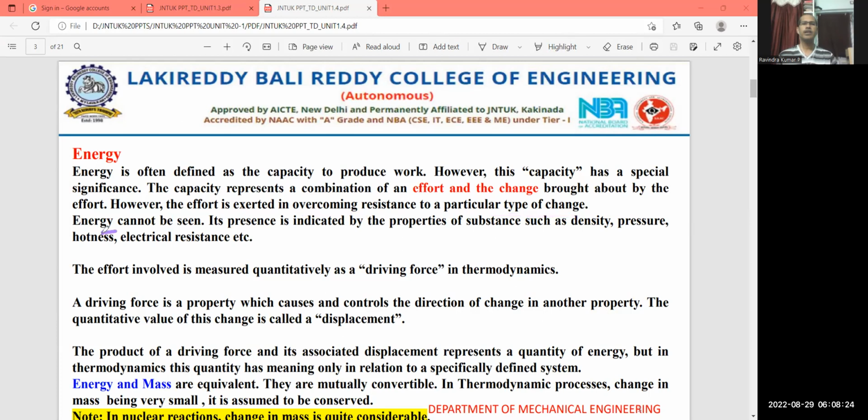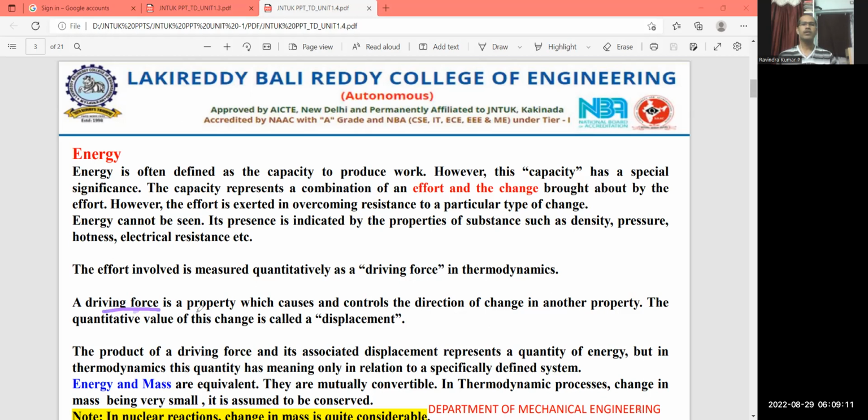Normally energy cannot be seen, but its presence is indicated by the properties of a substance such as density, pressure, hotness, electrical resistance. So the energy we cannot see with our eyes. The effort involved is measured quantitatively, and in thermodynamics we will call it a driving force, right? In engineering mechanics also we will learn the work, and in thermodynamics also we will learn work. In electrical and electronics we will learn the work output, right? So the different kinds of work.